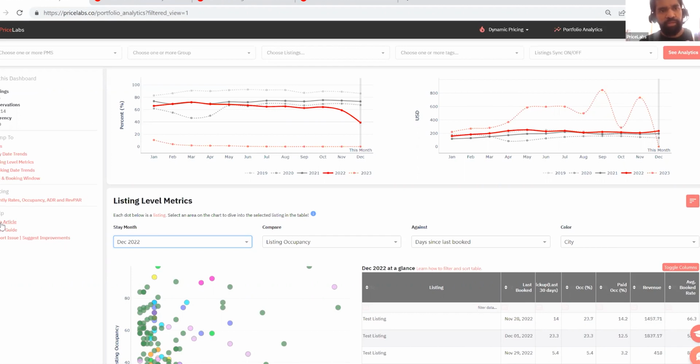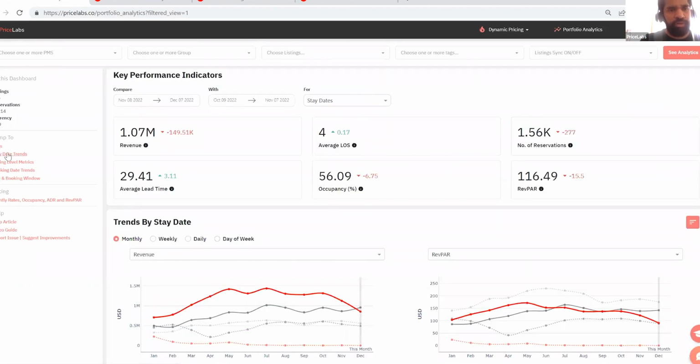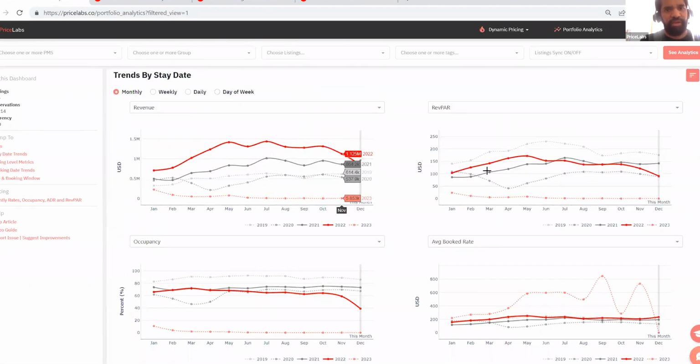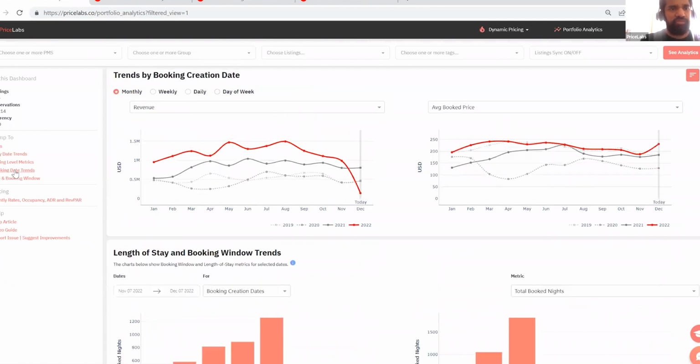Again, reminding you of the 5 quick use cases that we covered today. For months that have gone by, if I want to compare my monthly performance, I can do that quickly in my KPI section. I can also do it in my stay date trend section so that I can see how I am doing. And I can also do it quickly in my booking creation date, where I can see, for example, how many bookings I got during the month of September, not for the month of September, but during the month of September for future dates.